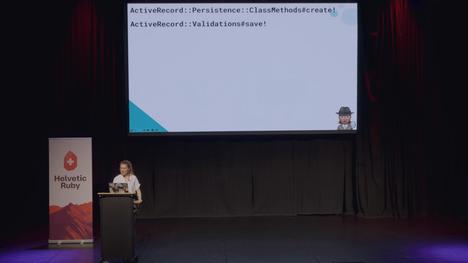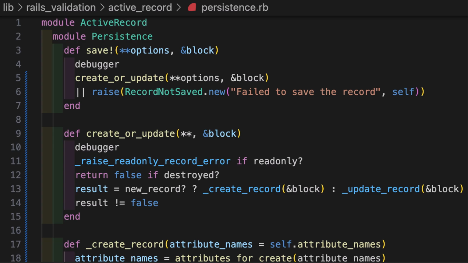Thankfully, Zoe already has all the files she needs. There are only a few more methods she needs to add to ActiveRecord persistence. Zoe knows that when she creates an idea, this time with valid attributes, she'll hit the save method in ActiveRecord validations. This will lead her to the save method in ActiveRecord persistence, where she already has a debugger from before. From here, Zoe expects to hit the create_or_update method, where she's added a debugger. And since she's creating a new record, not updating one, the next stop should be in the create_record method.